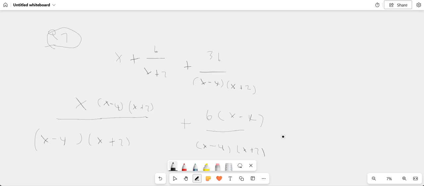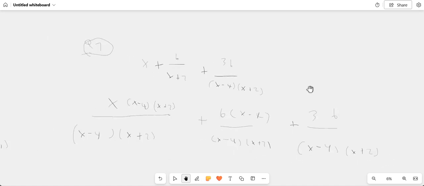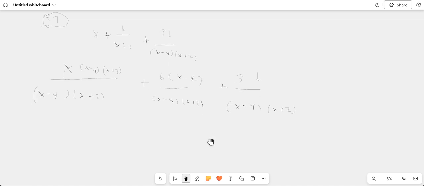Plus 36 over, and this didn't get anything adjusted to it, so that's just x minus 4, x plus 2. And then that's what you got there. So now we can combine the whole situation.